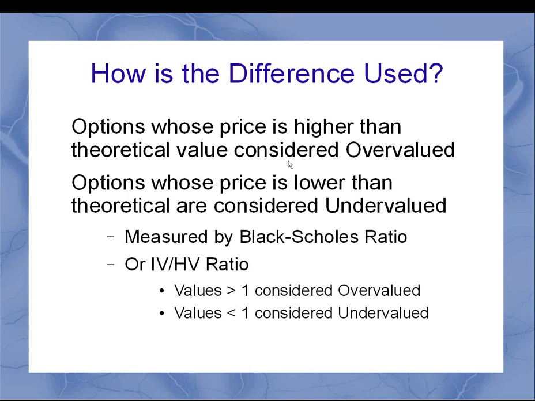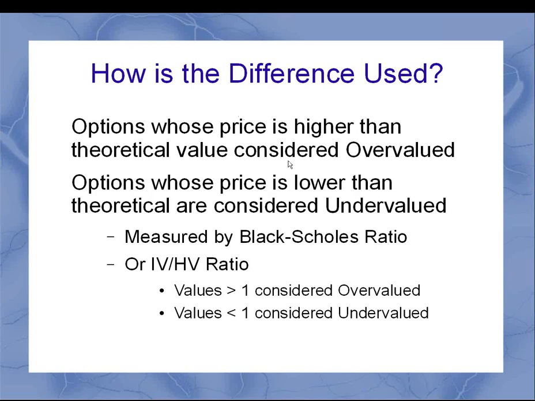You can measure this in two ways. Number one is the Black-Scholes ratio. This is simply the actual trading price of your option divided by that theoretical worth. So if we have a value that's greater than 1, meaning our trading price is higher than the theoretical worth, that could make us lean towards the evaluation that our option is overvalued. And again, if the Black-Scholes ratio is below 1, that would mean it was undervalued.